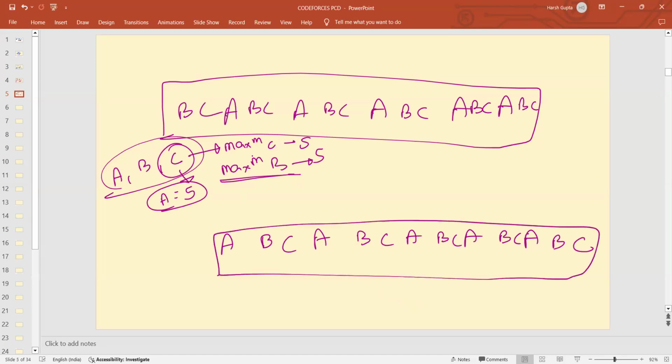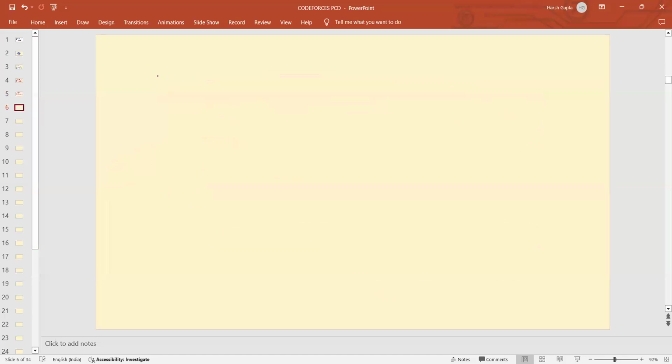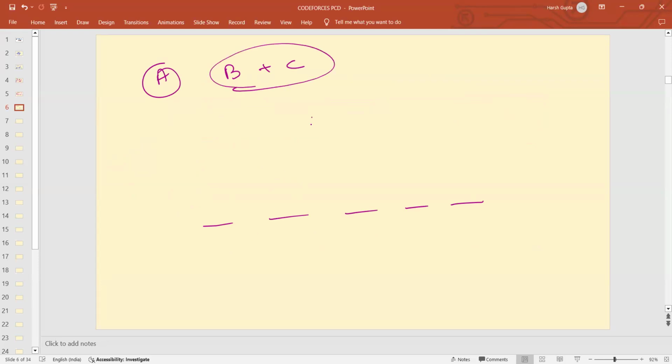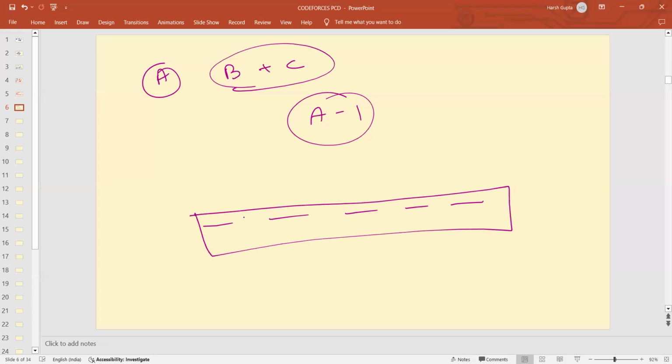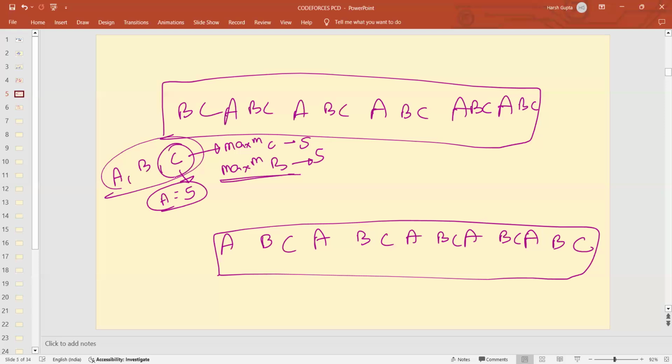So what I claim is that if I am having some maximum value, let's suppose maximum value is A, the sum of remaining two values must be at least A minus 1. Because if it is not A minus 1, we cannot place A's such that no two A's are adjacent. So at least I require that the sum of B and C should be at least A minus 1. If it satisfies this, then by looking at this particular example, we can always say that the answer will always be yes.